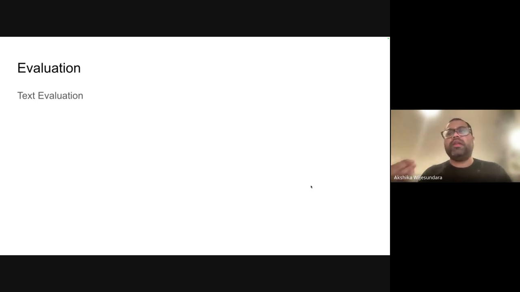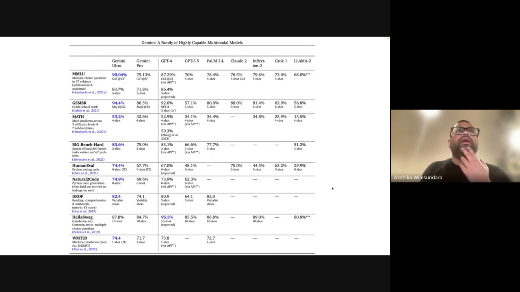But I think I'll go to the text evaluation. They've done evaluation at different levels: text, then video, the multimodal aspect, and the different multilingual aspects, etc. I've taken some charts out of the paper just to discuss. This is one of the ones on DeepMind's website. You see these as well.